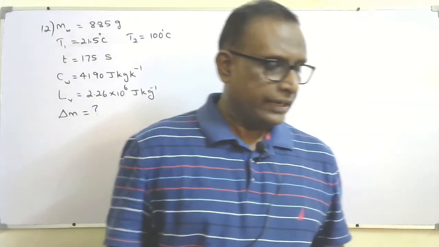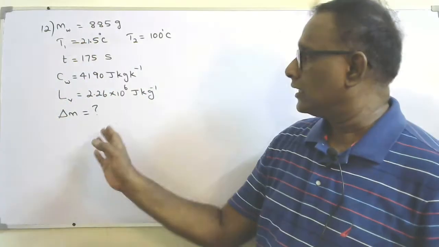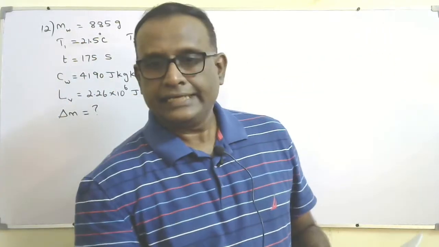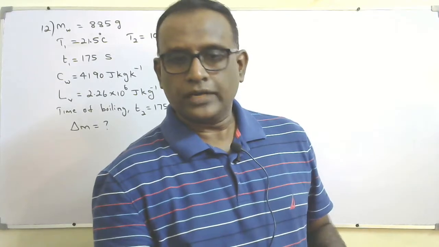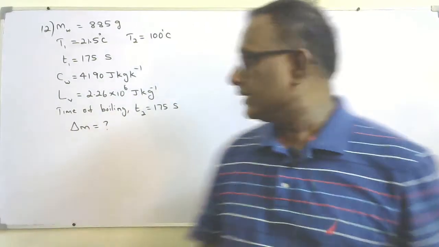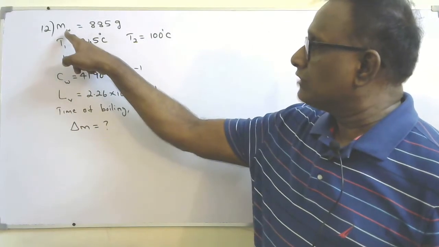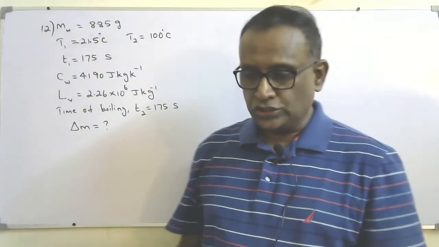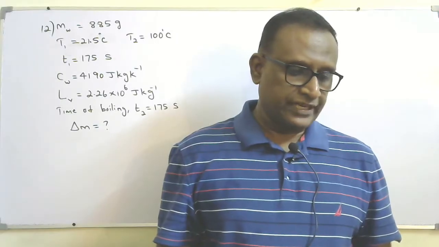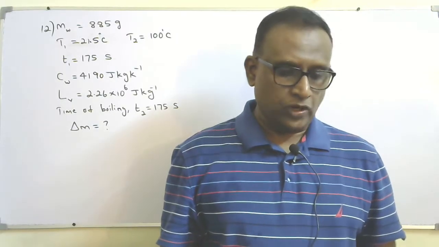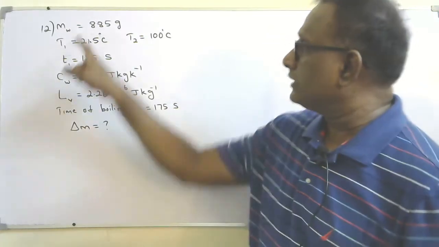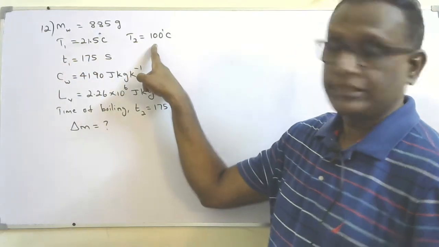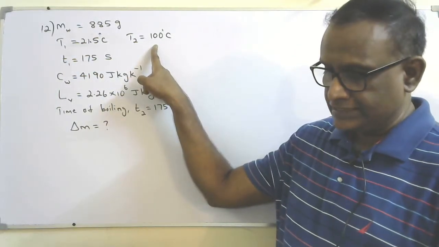Okay, question number 12. These are the data. I wrote it in detail. Okay, so here the time of boiling is given. The mass of water 855. So the question says a kettle was used to heat 855 gram of water to boiling point. The initial temperature of the water is 21.5 and the final temperature it reaches is the boiling point, 100 degrees Celsius.